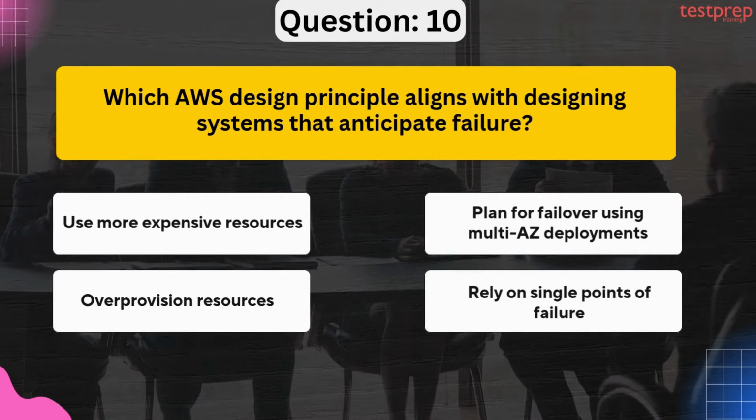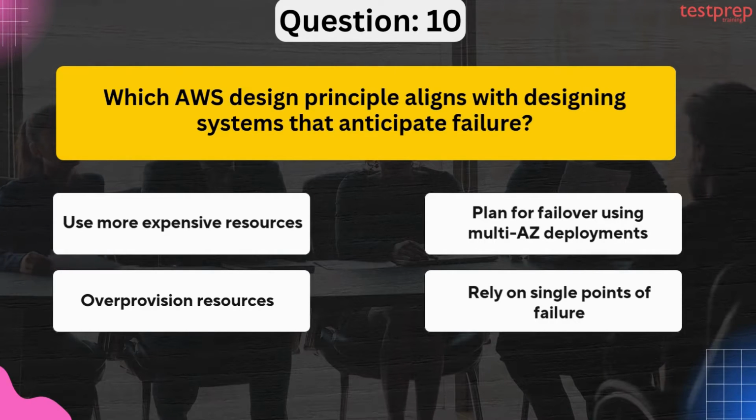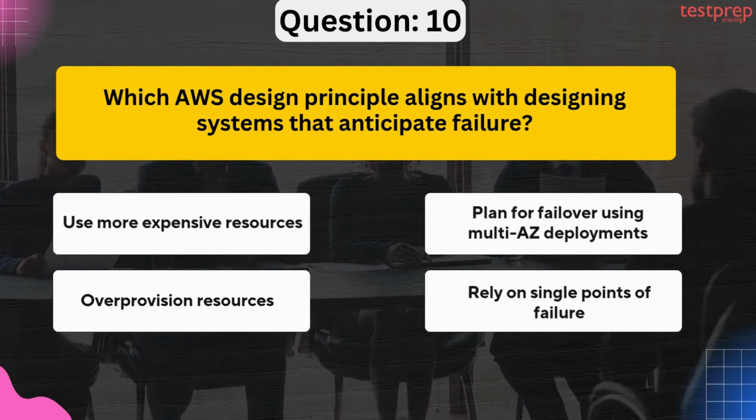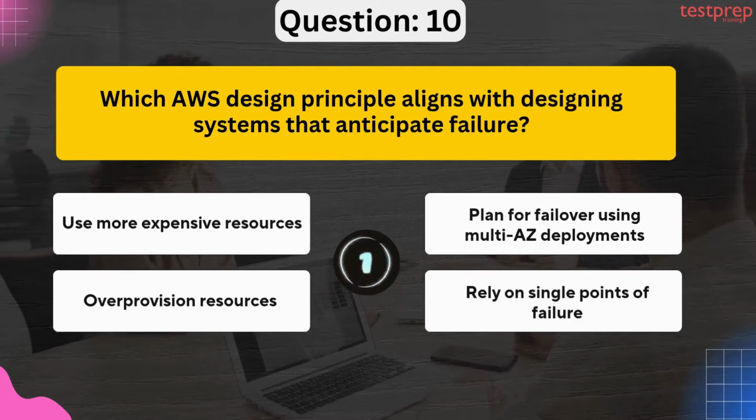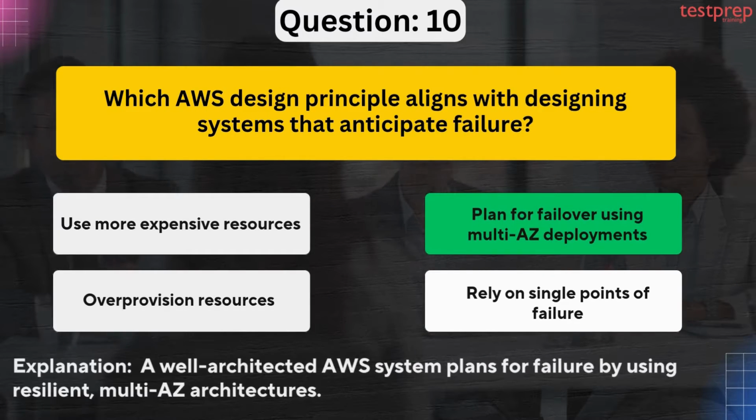Question 10. Which AWS design principle aligns with designing systems that anticipate failure? The correct answer is plan for failover using multi-AZ deployments. A well-architected AWS system plans for failure by using resilient, multi-AZ architectures.